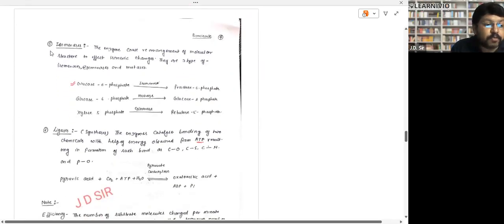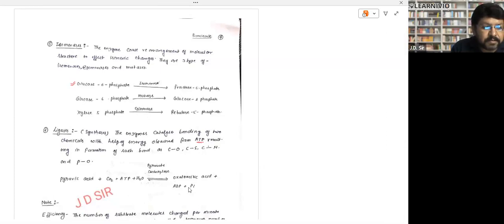The fifth enzyme is isomerases. They just make the isomers, right? The enzyme causes a rearrangement of the molecule. What are isomers? They have the same chemical formula but different arrangement or different structure. The enzyme causes rearrangement of molecular structure to effect isomeric changes. There are three types: isomerases, epimerases, and mutases. Example: glucose 6-phosphate changes into fructose 6-phosphate. The formula is the same but the structure is different.